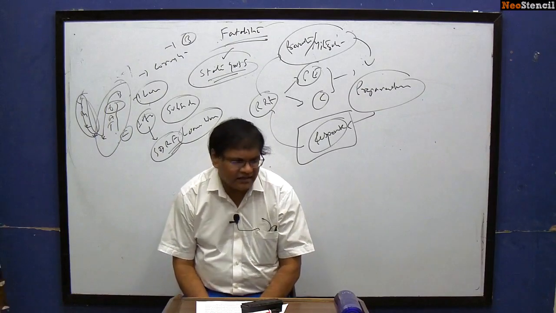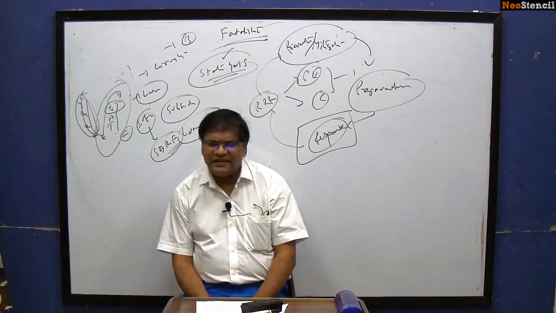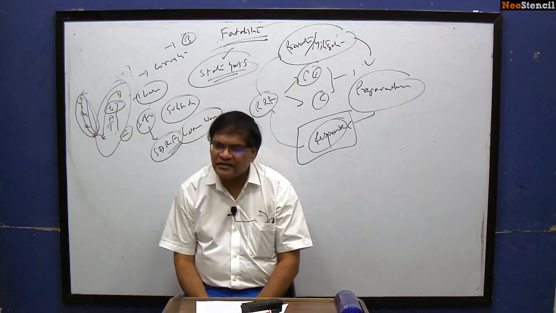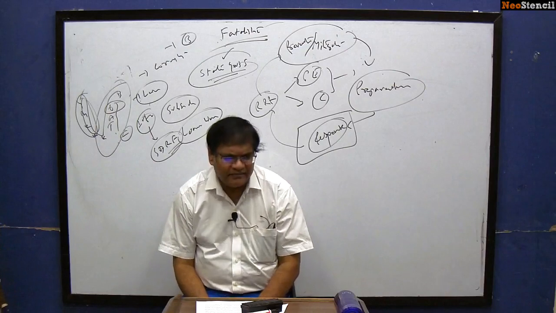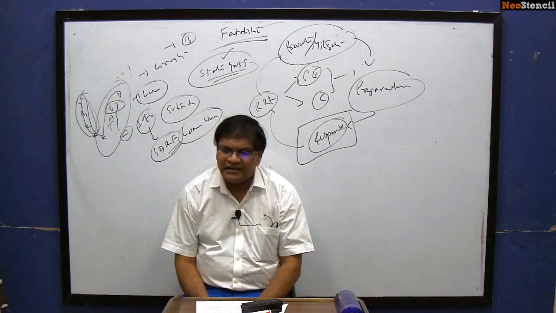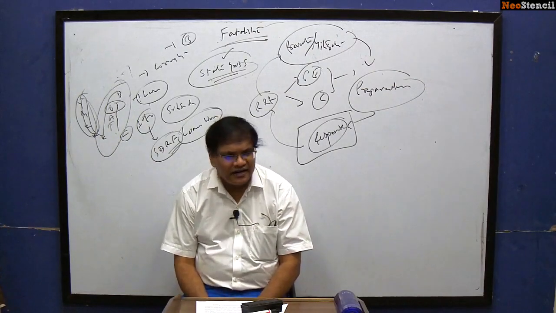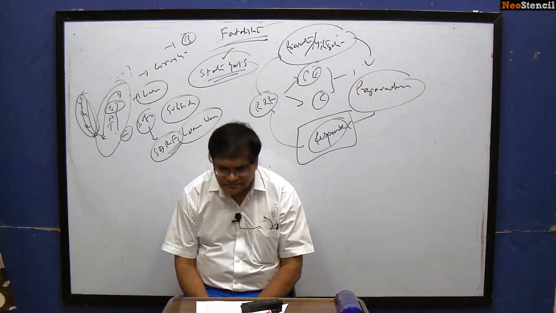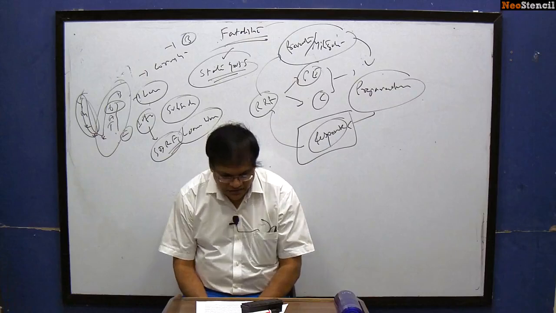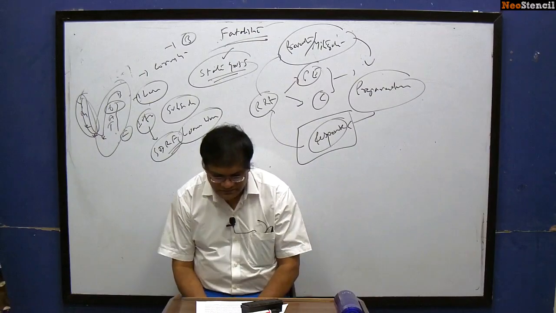And ultimately you can write, as part of solutions, that after implementing other police reforms, as suggested by the second ARC or other commissions and committees, we can transfer law and order from the state list to the concurrent list also. That is what you have to write.